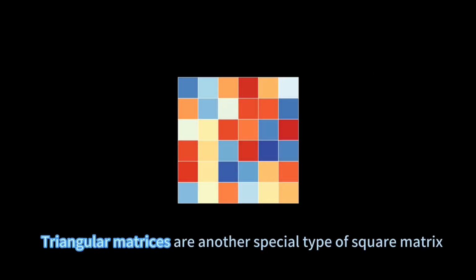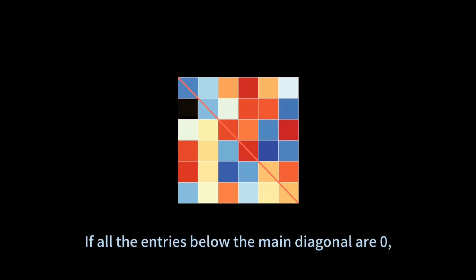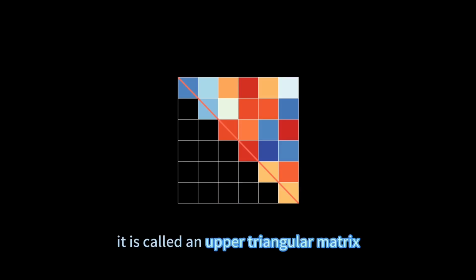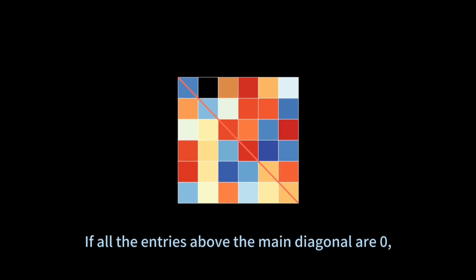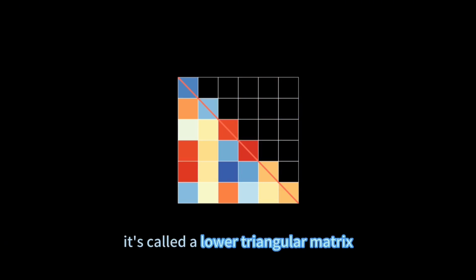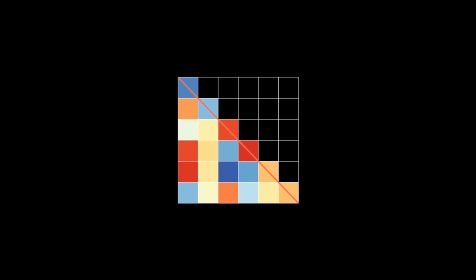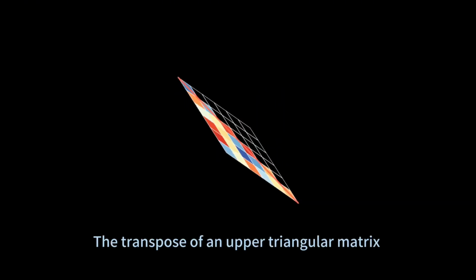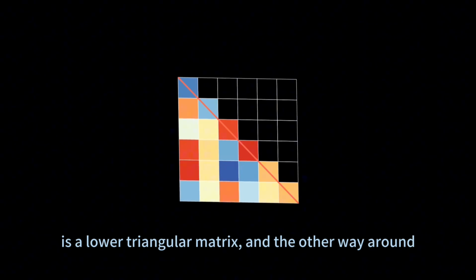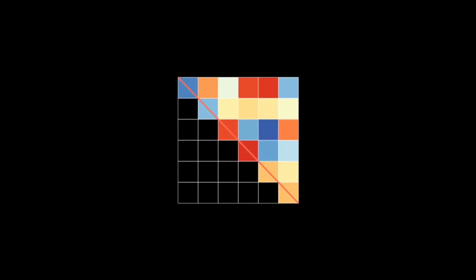Triangular matrices are another special type of square matrix. If all the entries below the main diagonal are 0, it is called an upper triangular matrix. If all the entries above the main diagonal are 0, it's called a lower triangular matrix. The transpose of an upper triangular matrix is a lower triangular matrix, and the other way around.